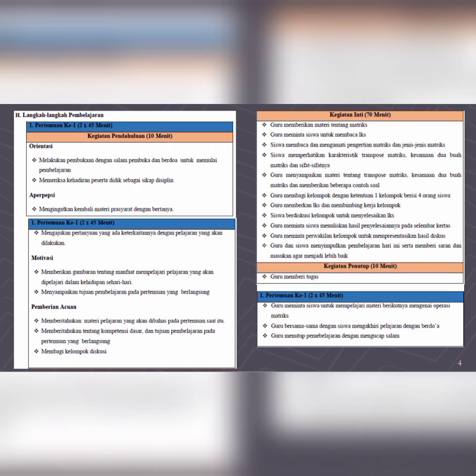In this time, I show pertemuan pertama for matrix, and here langkah-langkah pembelajaran terdapat kegiatan pendahuluan, 10 minutes is orientation and apercepsi, and the next is motivation and giving acuan. And the next activity is kegiatan inti.